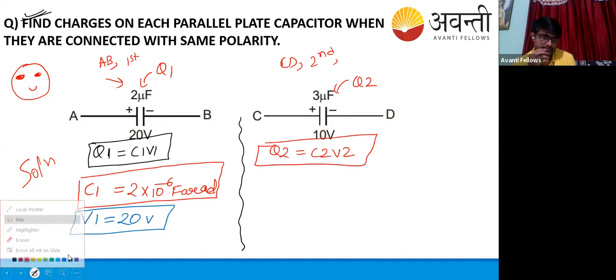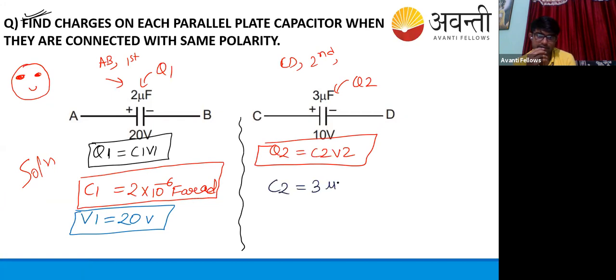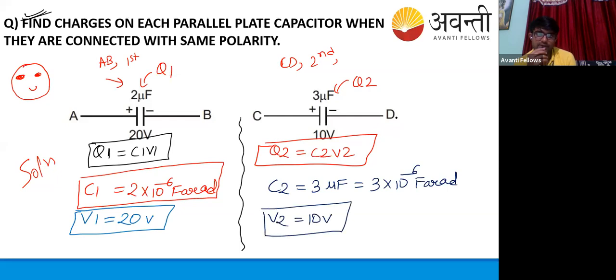Capacitance C2 is given as 3 microfarad, so 3 microfarad is equal to 3 into 10 to the power minus 6 farad. Voltage V2 is equal to 10 volt. So these are the parameters of capacitor first and capacitor second.